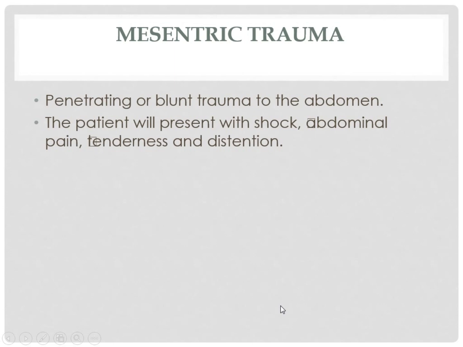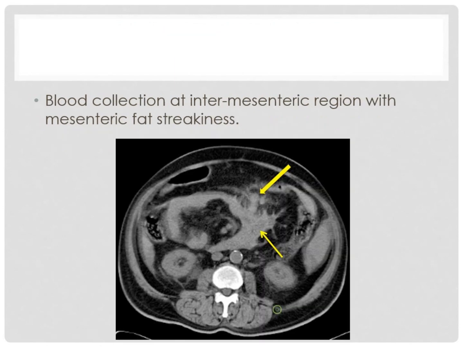Now, mesenteric trauma, penetrating or blunt trauma to the abdomen. The patient will present with shock, abdominal pain, tenderness, and distension. Signs of trauma. Mesenteric trauma on CT shows blood collection in the intermesenteric region with mesenteric fat streakiness, or fat stranding, we call it.